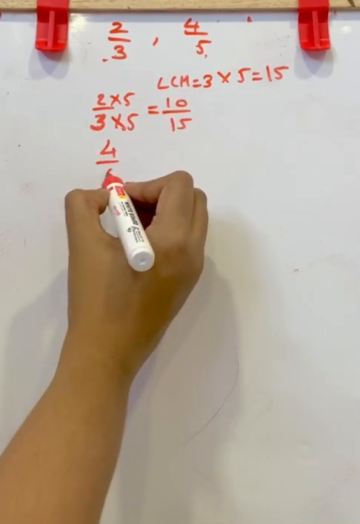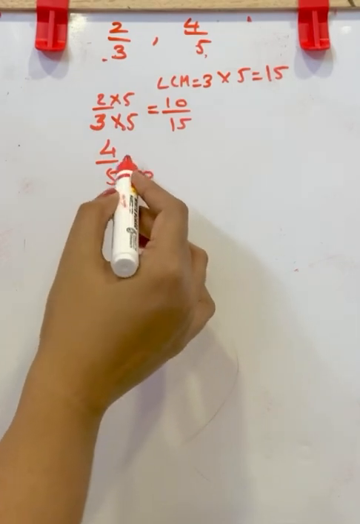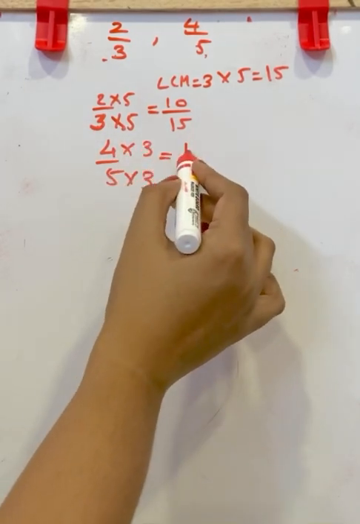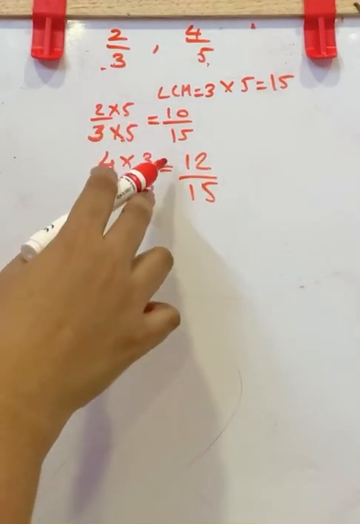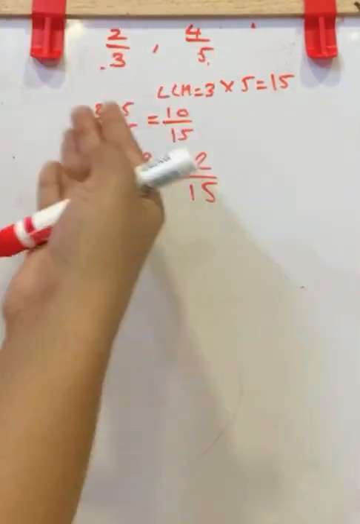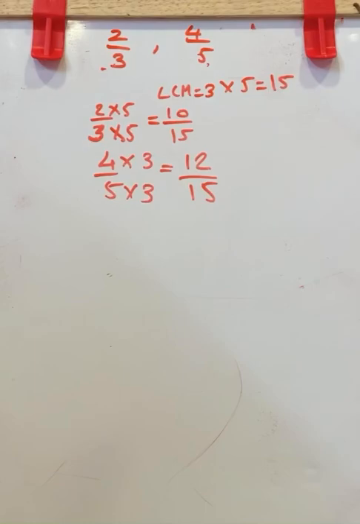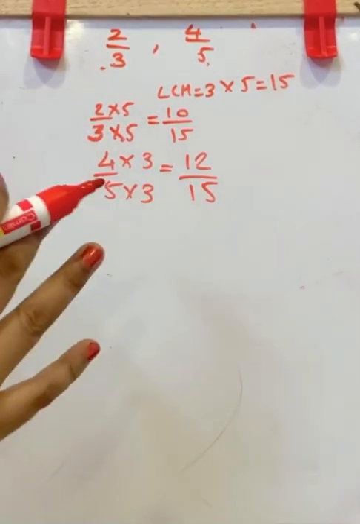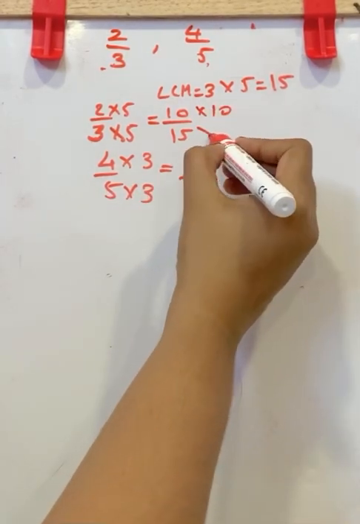Now 4 by 5. How will you make 5 to 15? That is 5 into 3. So here also into 3. Now this becomes 12 by 15. Now between 10 by 15 and 12 by 15, you can't find 5 rational numbers. That is, there is only 11 by 15 in between them. So to find some more rational numbers, you can multiply with any number. Here I am just multiplying with 10.